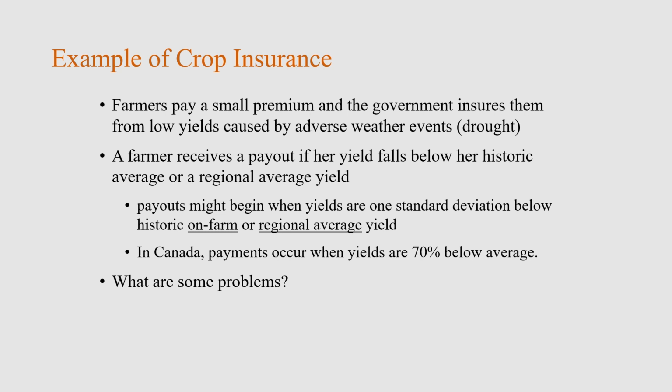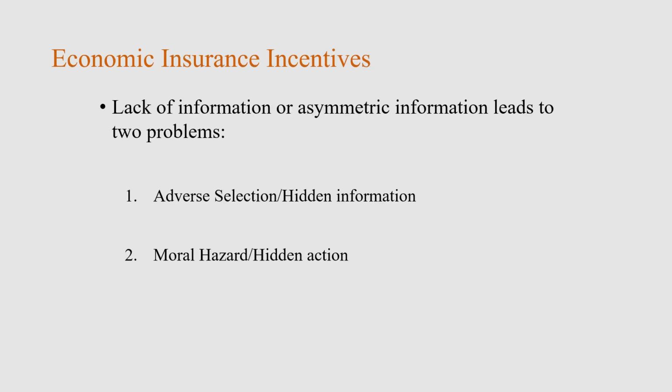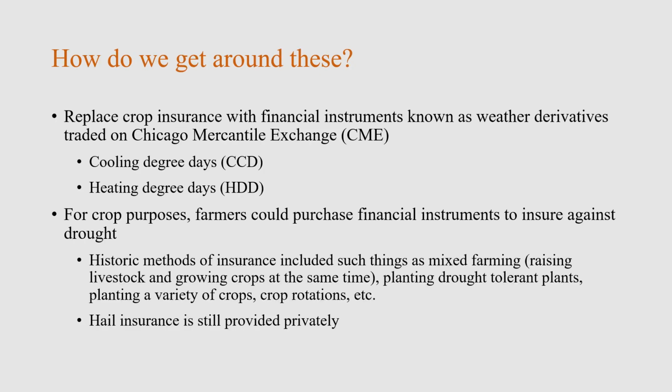But what are some of the problems for crop insurance? The 2 major problems with crop insurance are related to incentives. Lack of information, or asymmetric information, leads to the problems of adverse selection, or hidden information, and moral hazard, or hidden action. So how do we get around problems of moral hazard and adverse selection? Well, one way is to replace crop insurance with financial instruments known as weather derivatives, which are currently traded on the Chicago Mercantile Exchange. These are known as cooling degree days, or CDD, and heating degree days, HDD, and we'll explain those a little later on.